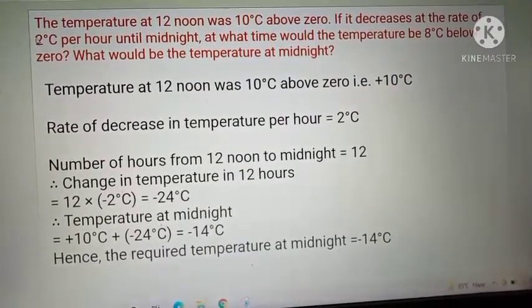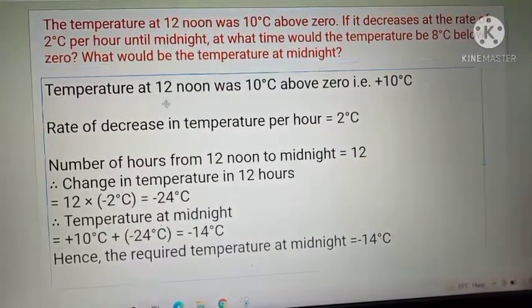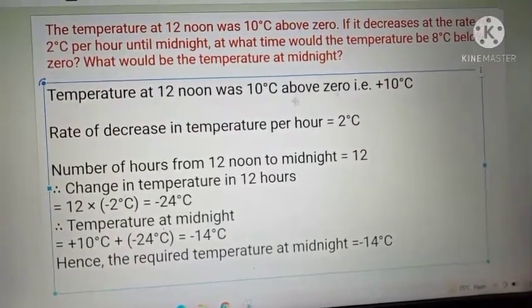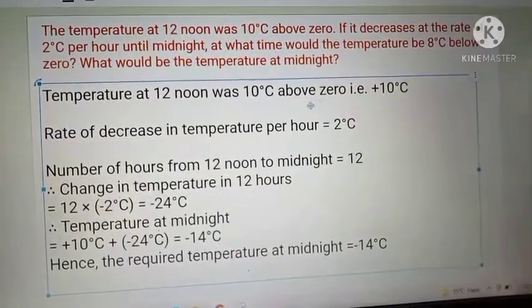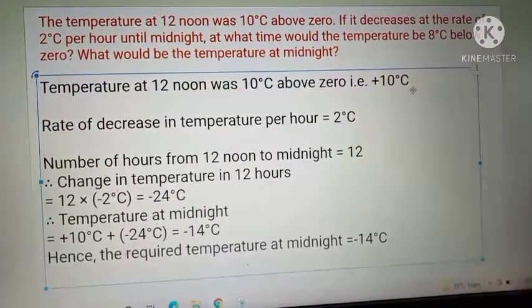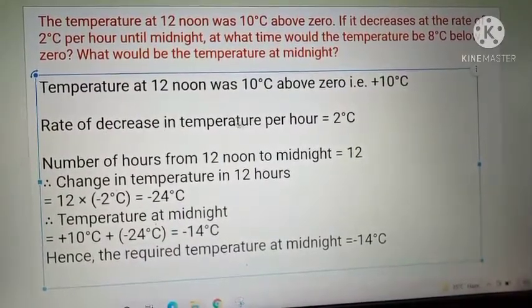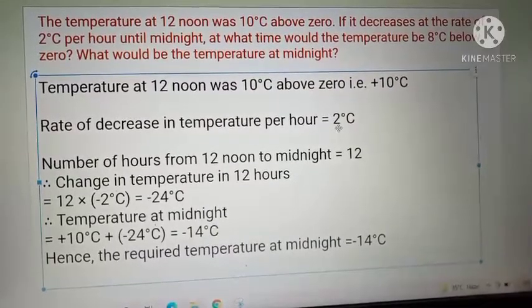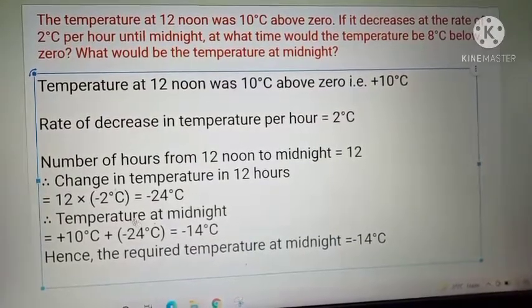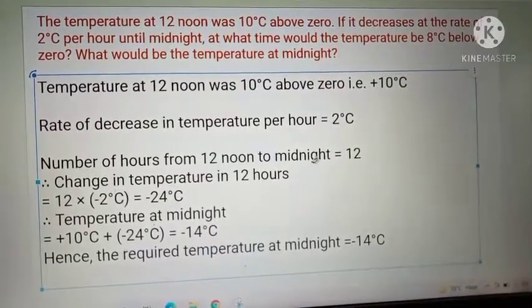Okay, this question is very relevant to our real life, isn't it, children? Let's see the answer. The temperature at 12 noon was 10 degrees Celsius above 0. Since it is above, we take it as positive: plus 10 degrees Celsius. The rate of decrease in temperature per hour is 2 degrees Celsius. It is decreasing, so we take minus 2 degrees Celsius for calculation. The number of hours from 12 noon to midnight is 12.